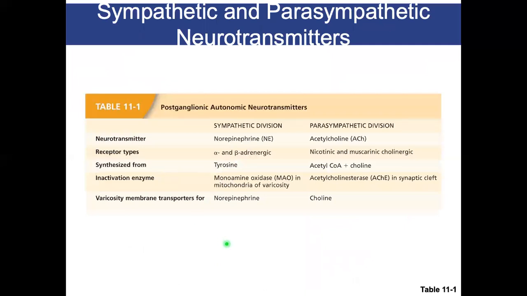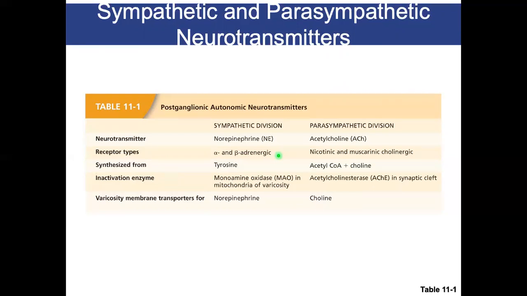Take a look at the neurotransmitters. So for sympathetic, the dominant neurotransmitter is norepinephrine. The receptor types that it binds to are alpha and beta adrenergic receptors. So how do I remember the receptor type? I think of epinephrine as adrenaline and norepinephrine as noradrenaline. So adrenaline binds to adrenergic receptors.